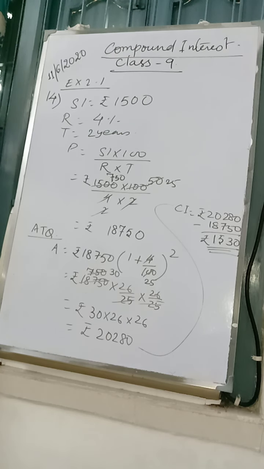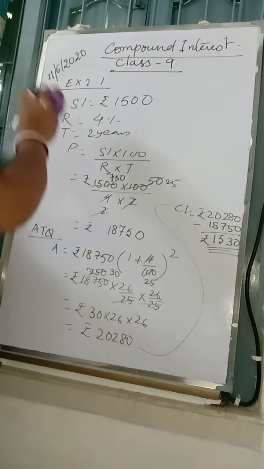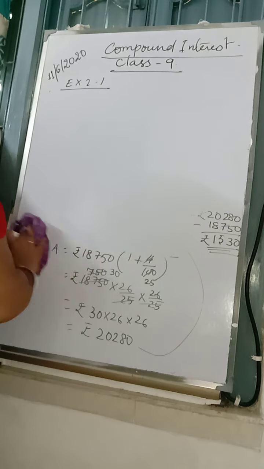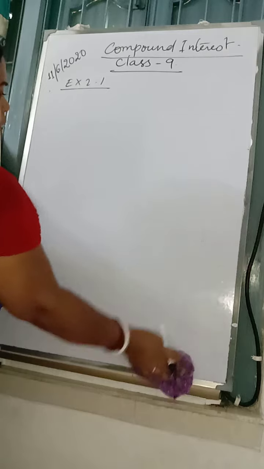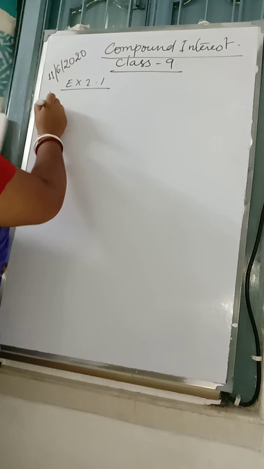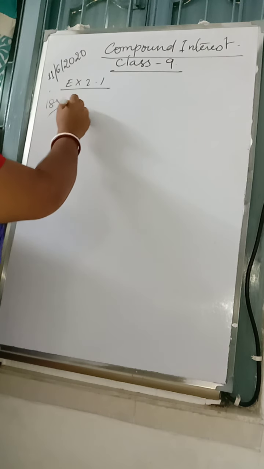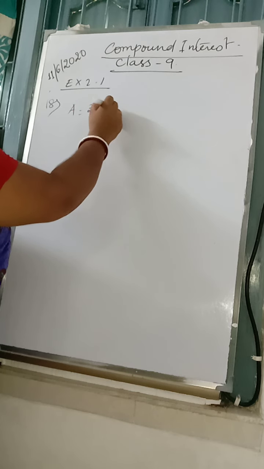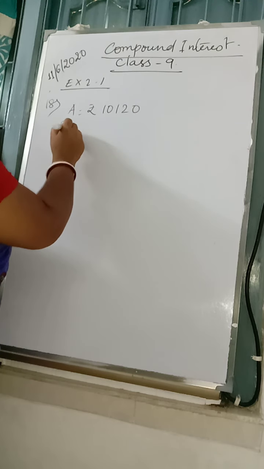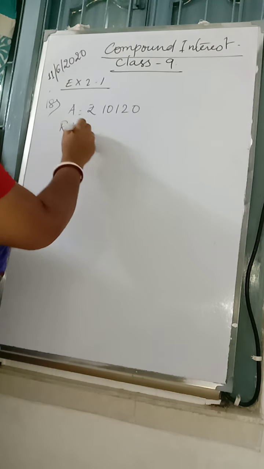Now in number 18, you have been given the amount, you have to find the principal. This is also quite different from the other sums. Look at question number 18. This is number 14 I have done, okay? You have already done all these sums. These are just simple revision so that you should not have any type of confusion regarding the sums. Amount is rupees 10,120. Rate 1 is 10%. R2 is 15%. Time 2 years.